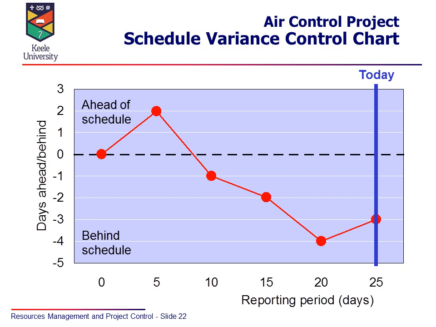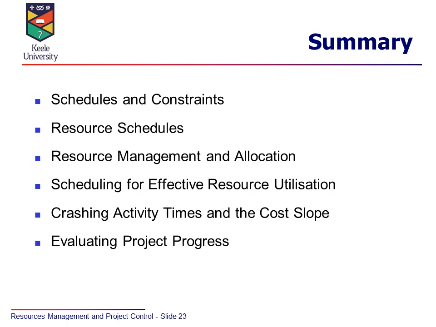Another way of doing it is using what's called a schedule variance control chart, and this is actually the same project. Without going into detail of the last diagram, we managed to get 2 days ahead of schedule at one point, but then we saw that it drifted behind schedule, as much as 4 days behind schedule, but we managed to pull back a day, and at day 25 we're 3 days behind. So this is indicating an expected finish time now of 48, not 45 days.